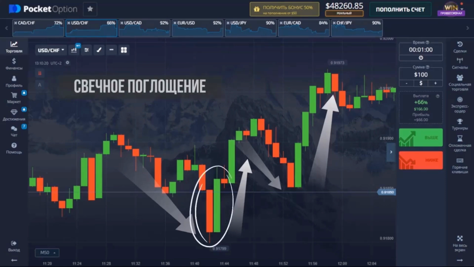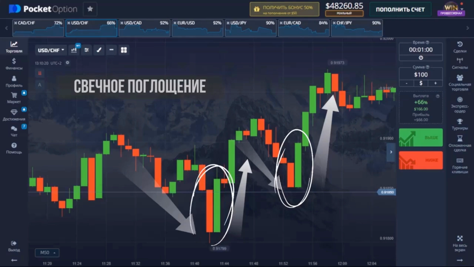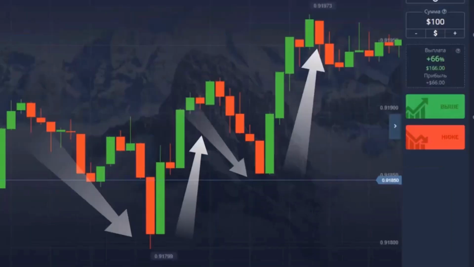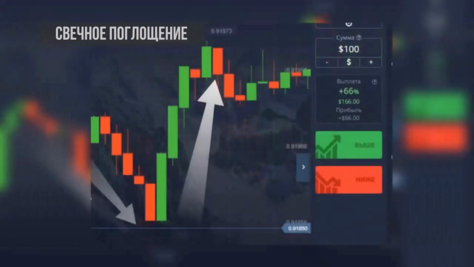A reversal signal appears when a candle forms on the chart with a body larger than the previous one, and it is directed in the opposite direction. In other words, the next candle must engulf the previous one. However, this pattern alone is not enough to open a trade. You must wait for the following candle, which will confirm the trend direction and show whether the market has actually reversed or not. Trading on Pocket Option within this strategy begins only after the new candle closes in the direction of the engulfing pattern.